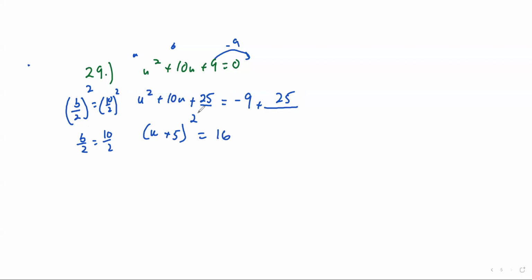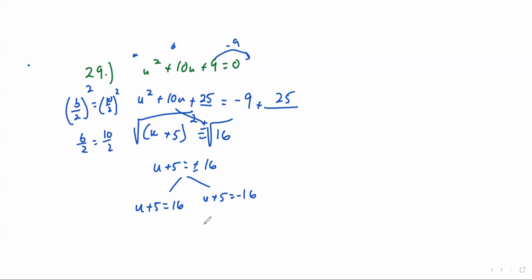Once you get it in this form, now you're back to the square root method. So we take the square root on both sides. Don't forget the plus or minus. So I get u plus 5 equals plus or minus 16. And when I separate this, I get u plus 5 equals 16, and u plus 5 equals negative 16. So I'll subtract 5 across the board. So I'd get 11, and subtract 5 from the other, and I would get negative 21. So there's your two answers there.